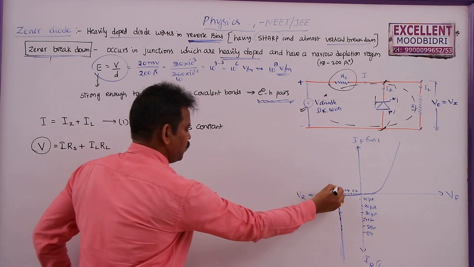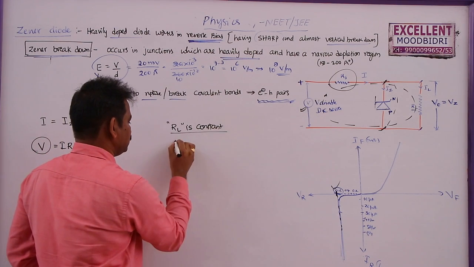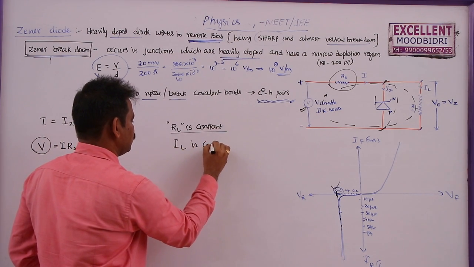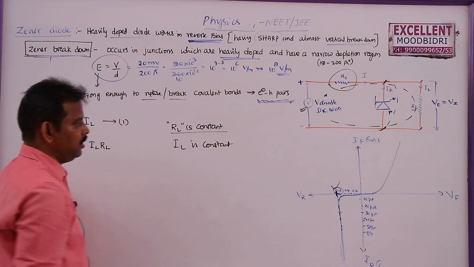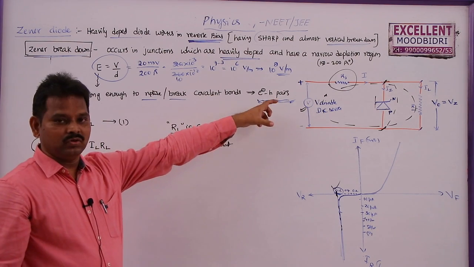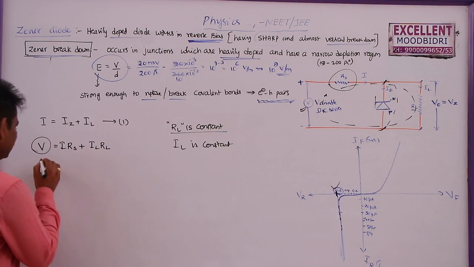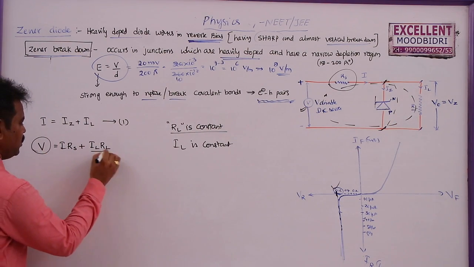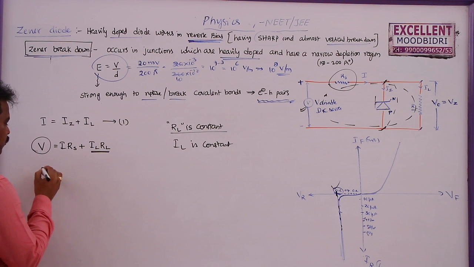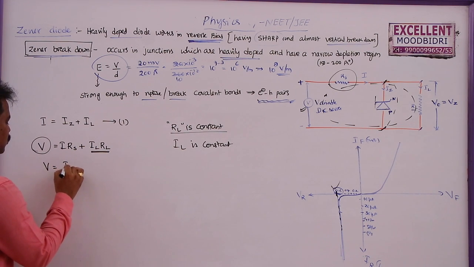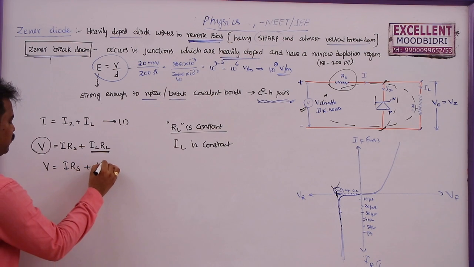It reaches the breakdown voltage also. So RL is constant, IL is also constant here, and always it is used as a voltage regulator. That means the output voltage must be constant. As this is constant here, IL-RL is also called V0. So V is equal to IRS plus V0.